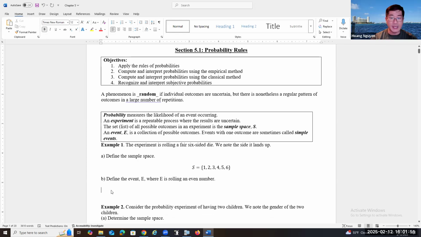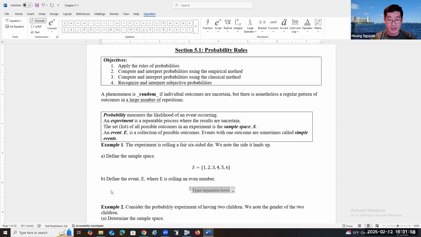Now event E. What's in the event E then? So the event E is rolling an even number. Okay, so this is going to be event E, right? What's going to be the possible outcome for this event? When you roll a six-sided die, you're going to get from 1 to 6.